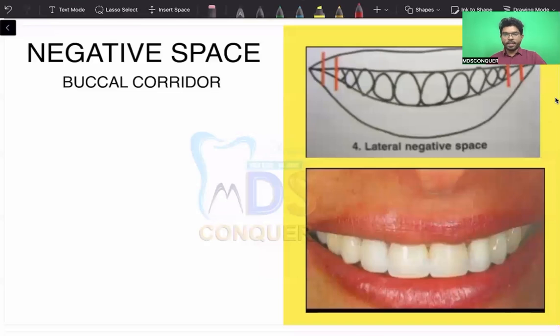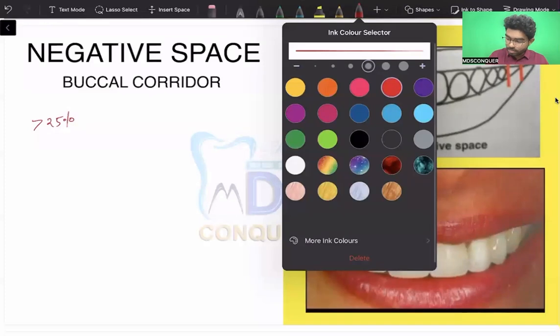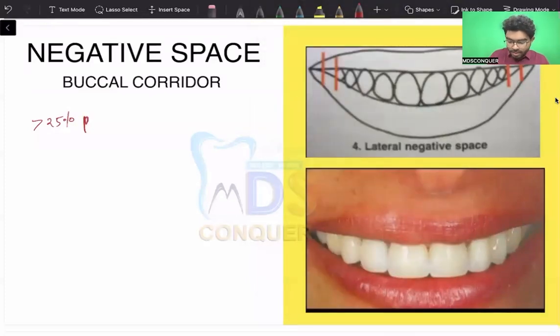Yes, okay. The first important concept is about the negative space. Negative space is seen basically in the buccal corridor. Normally whenever the patient smiles, there are two different types of smile, a normal smile and an exaggerated smile. Even when the patient is going for an exaggerated smile, in more than 25% of patients the gingival one third is not visible.